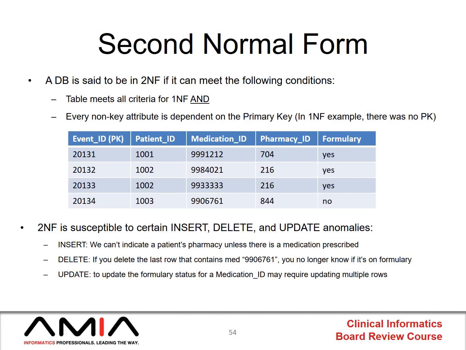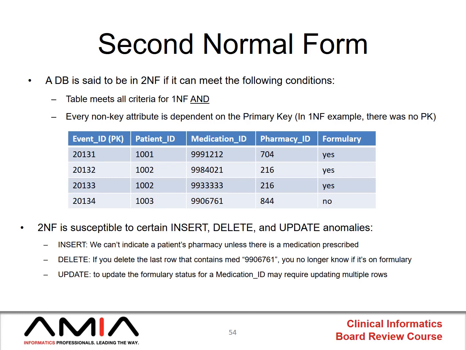But second normal form still has its own insert, delete, and update anomalies. We have not freed it from the constraint that we can't indicate a patient's pharmacy unless the medication is prescribed. If we delete the last row that contains 9906761 as the medication ID, we can no longer tell if it's on formulary or not. So in other words, medication ID has an attribute of formulary that's misrepresented here. And finally, if we want to update the formulary status for a single medication ID, we have to update it in multiple places. So we have to get this to third normal form.